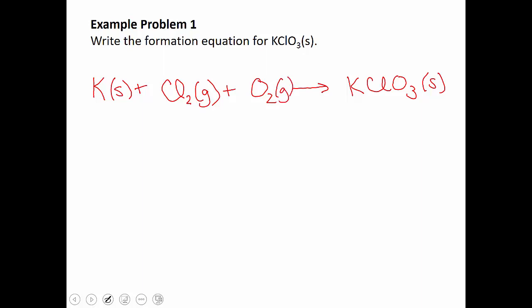And now we balance our equation. Potassium is balanced. Chlorine needs a coefficient of 1/2, and oxygen needs a coefficient of 3/2. And this is our correct equation.